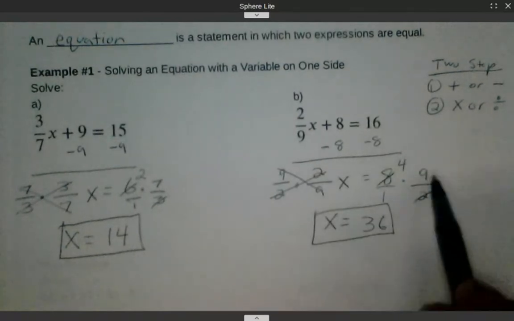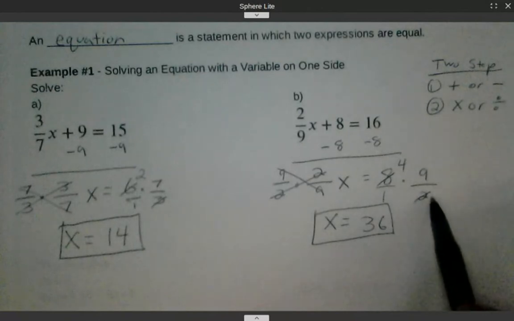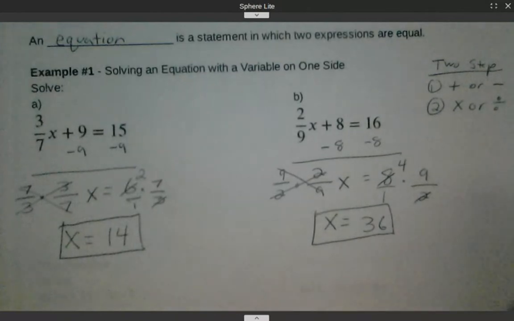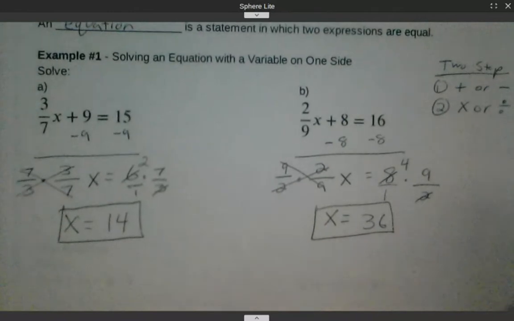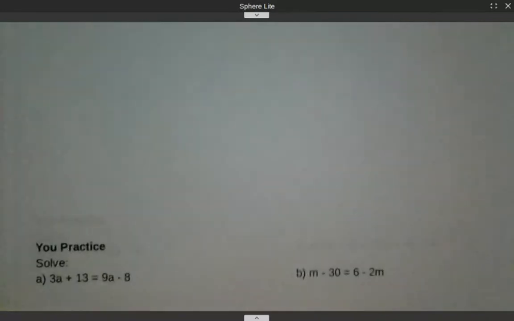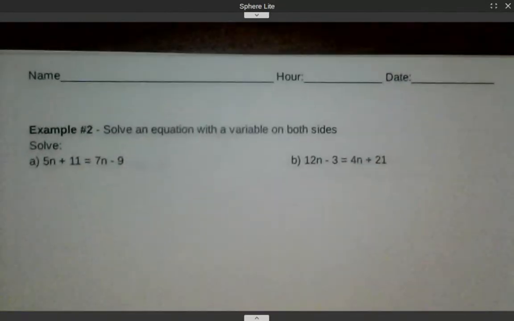You could have also said 8 times 9 is 72, 72 divided by 2 is 36. However you want to do it. Go ahead and try the practice problems on your own, and if you'd like to see the answers, ask me, and I will tell you if it's right or if it's wrong.